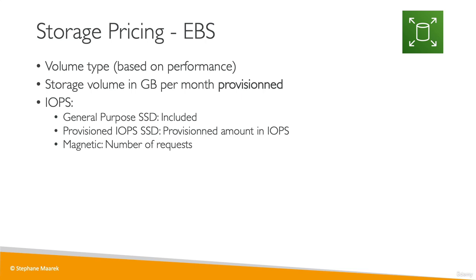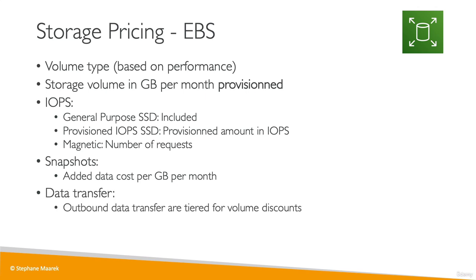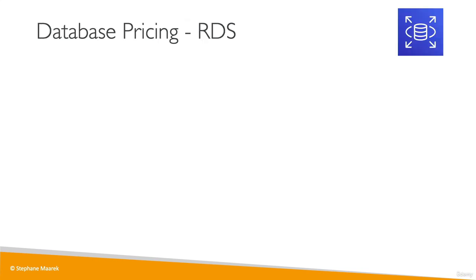Then you're going to pay for your EBS snapshots. So the more snapshots you get, the more you pay. So you're going to get a data cost per gigabyte of snapshot per month. And then data transfer. Any data transfer out of EBS is going to be paid and is going to be tiered for volume discount. But anything you write into EBS inbound is going to be free. Now let's talk about database pricing, for example, for RDS. So it's a per hour billing, and based on the database you use, you have different pricing.